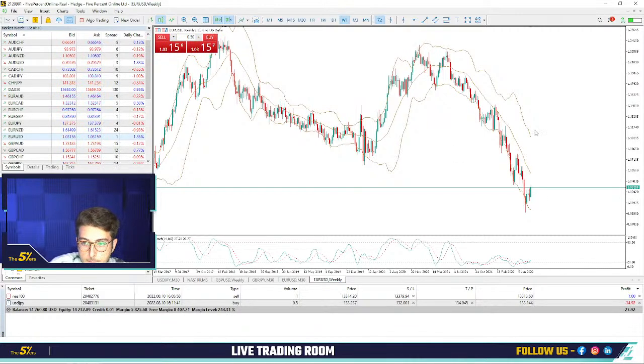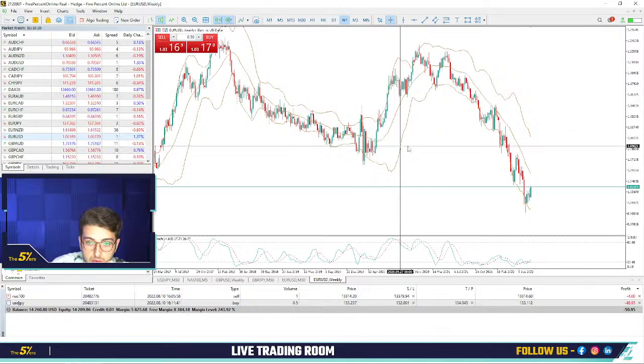Maybe this area in the euro dollar in the next year, at least 1.10, okay, in the euro dollar. So that's what I think.